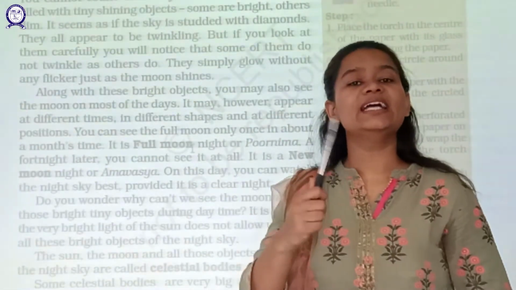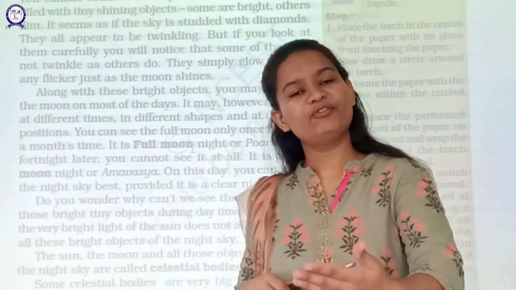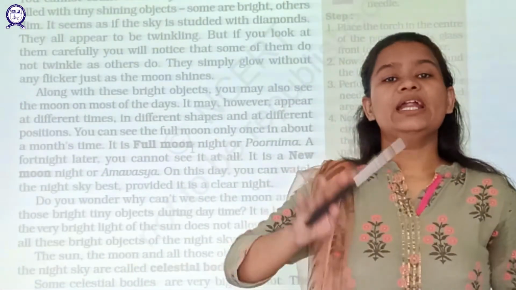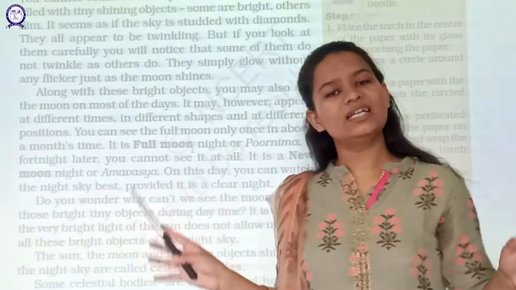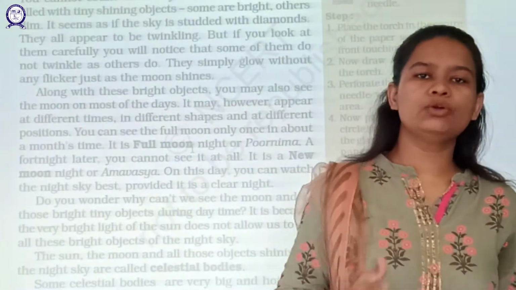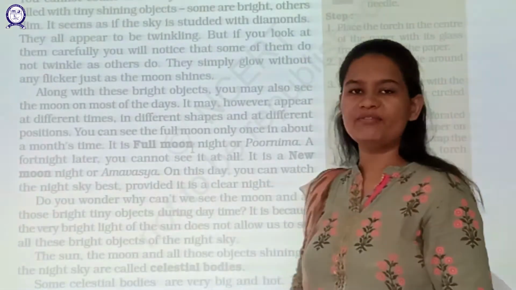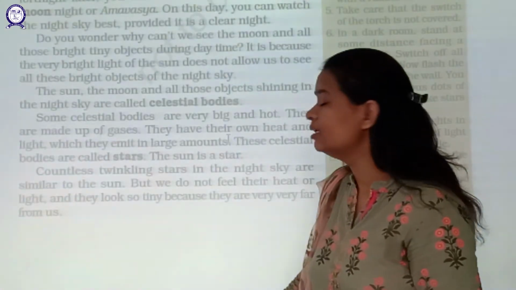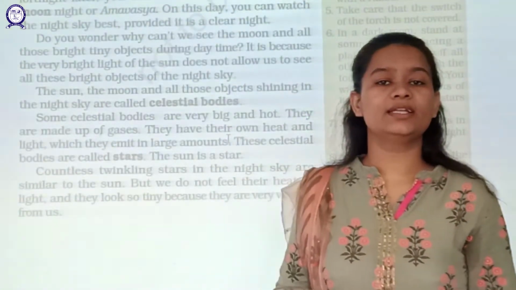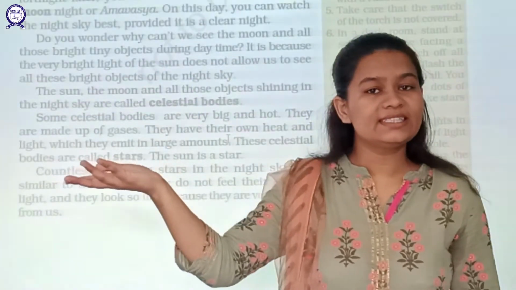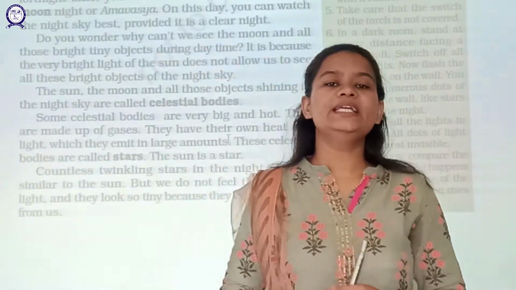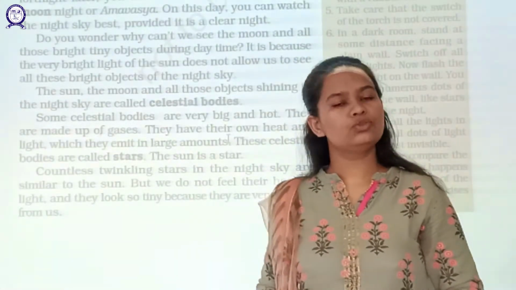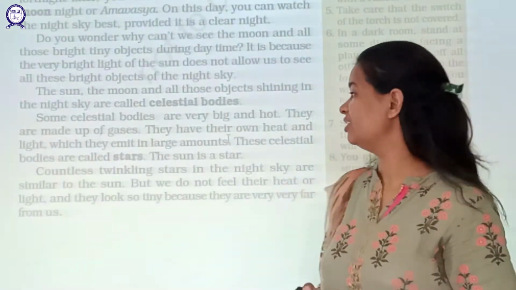On the other hand, as I already told you, after 15 days, when we are unable to see any moon in the sky, no moon is there, only stars are visible, then that particular night is called Amavasya. You have seen your grandmother saying that today is Amavasya because there is so much darkness and we are unable to see any moon in the sky. So that is Amavasya. Hope, students, you got the concept of full moon and Amavasya.